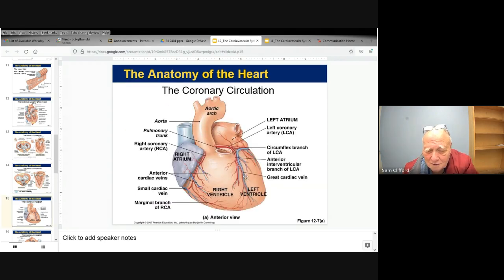The heart circulation is very, very important. The heart needs, as I say, the heart has to have oxygen, nutrients, has to get rid of waste into the venous circulation of the heart. We're not going to ask you about these individual blood vessels, but we will ask about right atrium, right ventricle, and left ventricle.